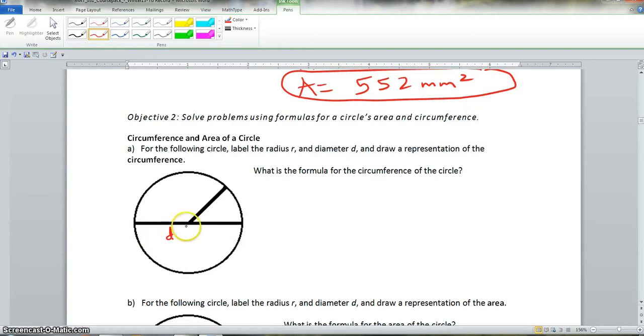Now the radius is half of the diameter. It goes to the center of the circle and goes to one end of the circle. So right here is your radius.